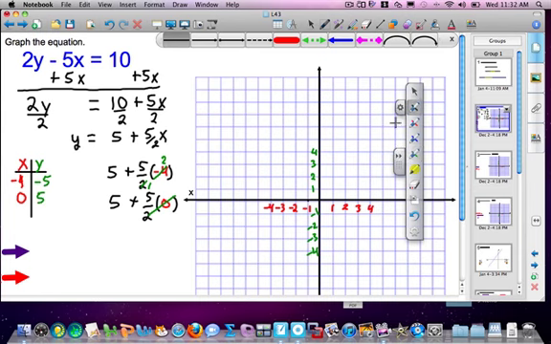Now I only need 2 points to define a line, so I'm going to go ahead and plot my 2 points. X is a -4 and y is a -5. The second point is at 0, 5. X is 0, y is a 5. The final step will be to draw a line through those 2 points.